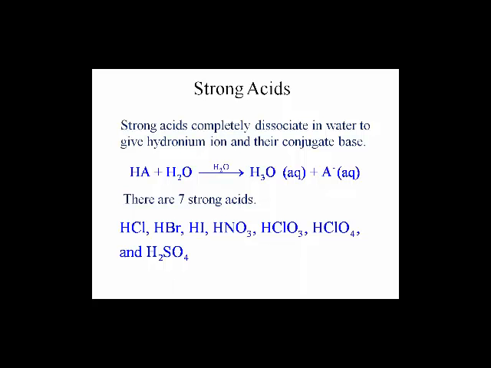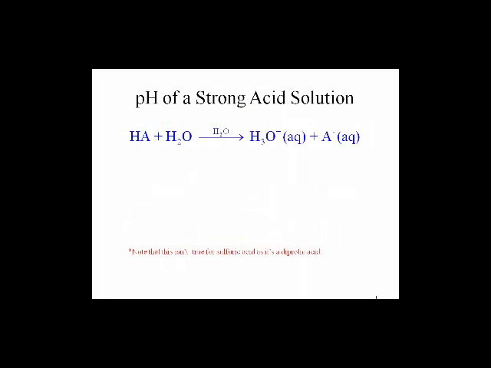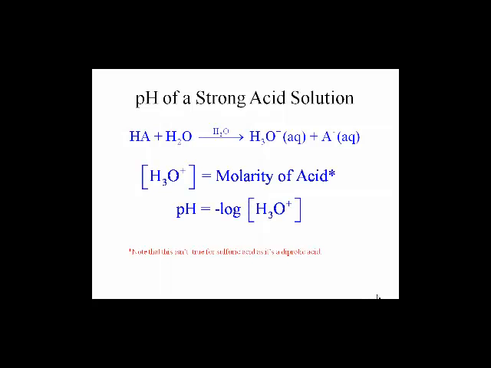Now, how do we determine the pH of a strong acid solution? If this is true, essentially what we can say in all cases but one is that the hydronium ion concentration is equal to the molarity of the acid that's given. The one exception to this would be sulfuric acid, which is a diprotic acid. Sometimes it's best to assume that with sulfuric acid both protons come off so that the molarity of the hydronium ion would simply be twice the molarity of the acid.